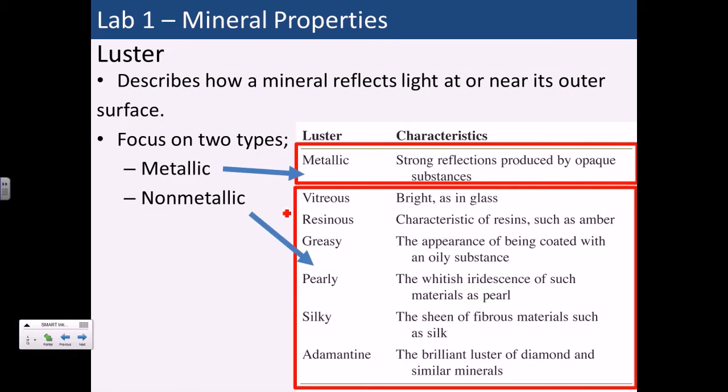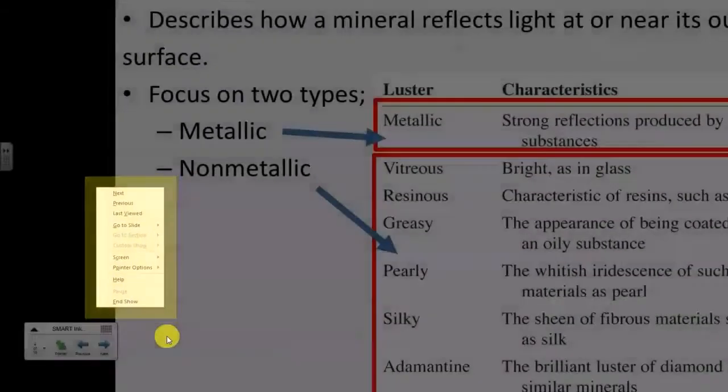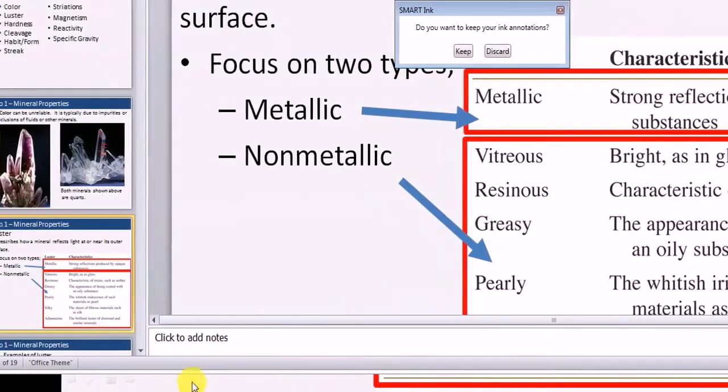Luster refers to the way in which a mineral reacts with light at its surface. And for our purposes, we're interested in classifying minerals in 2 schemes. One is metallic, and the other is non-metallic. Non-metallic has a number of classifications within it, including vitreous, resinous, greasy, pearly, silky, and adamantine. The most common of these non-metallic will be vitreous, and sometimes we call that glassy. So I'd like to demonstrate a little bit by showing you what metallic and non-metallic look like here.